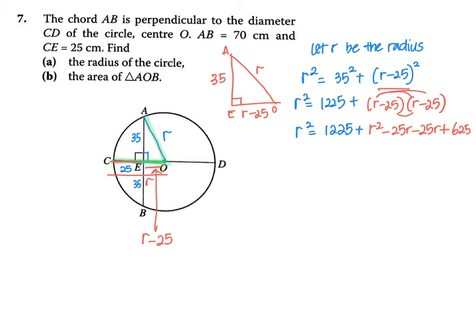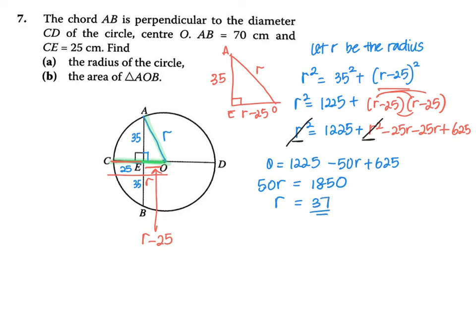Let us try to simplify this equation. Take note, there is r squared on both sides. So if you were to shift them and cancel away, I'm left with 0 equals 1225 minus 50r plus 625. Shifting the terms around, I'll get 50r equals 1225 plus 625. That gives me 1850. And therefore r will be 37 cm.